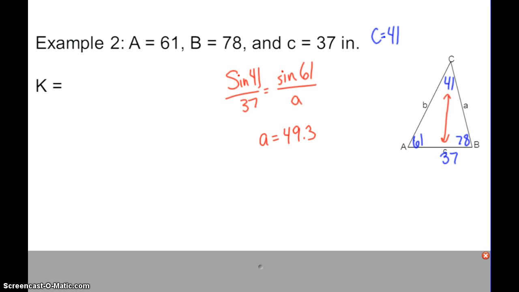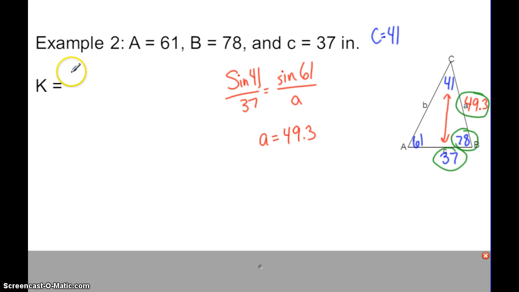If you don't believe me, go ahead and do that math in your calculator. Take a minute to do it on your own. You should get 49.3 for A. And so if A is 49.3, and I want to find area, I have two sides and the angle in between those two sides. So I have A, C, and angle B.